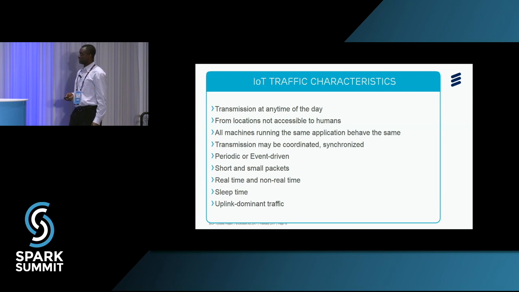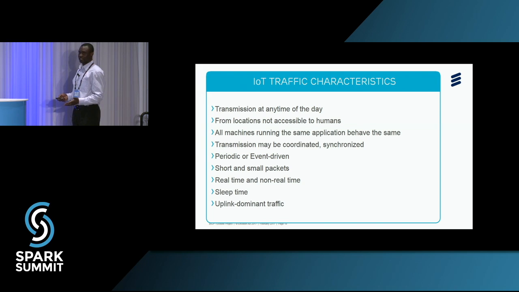Before we describe the model, let's see some characteristics of IoT traffic. An IoT device can transmit at any time of the day, which is different from humans. For humans, we have high traffic during the day, and at night we sleep. But for IoT devices, some devices have no sleep time, or the sleep time is not always at night; it can be at any time.